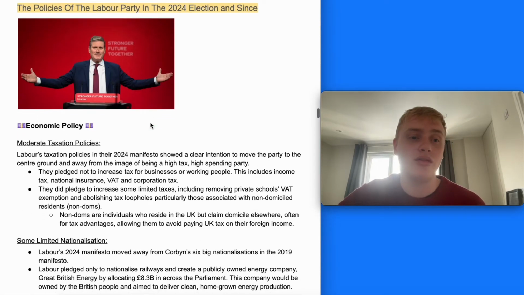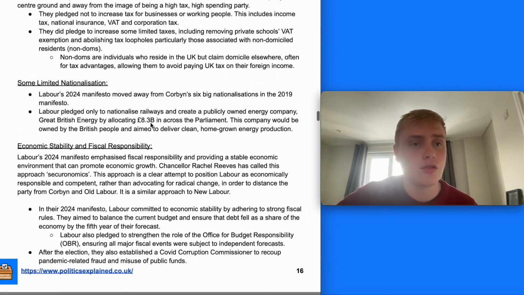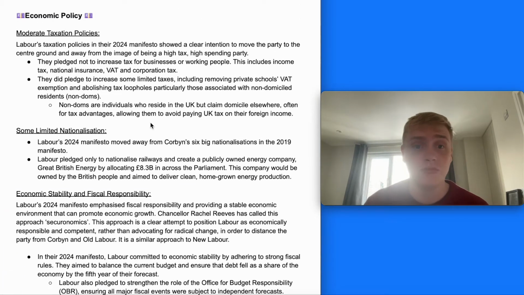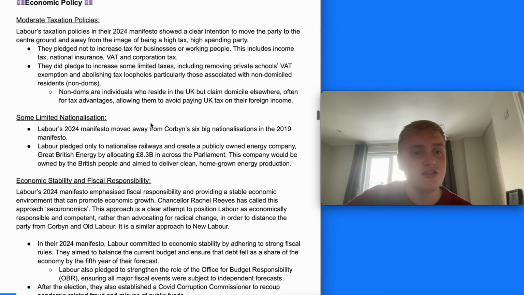Starting off then with the Labour Party. In terms of economic policy, I've split it up into, I think, 3 key factors. So you've got moderate taxation policies. They moved away from being a high tax, high spend party, moving closer again to under Corbyn, pledging not to increase tax of businesses or working people, including income tax, national insurance, VAT and corporation tax. They pledged some limited taxes, including removing private schools' VAT exemption, abolishing tax loopholes, particularly associated with non-doms, but these aren't really taxes on working people, on the majority of people.